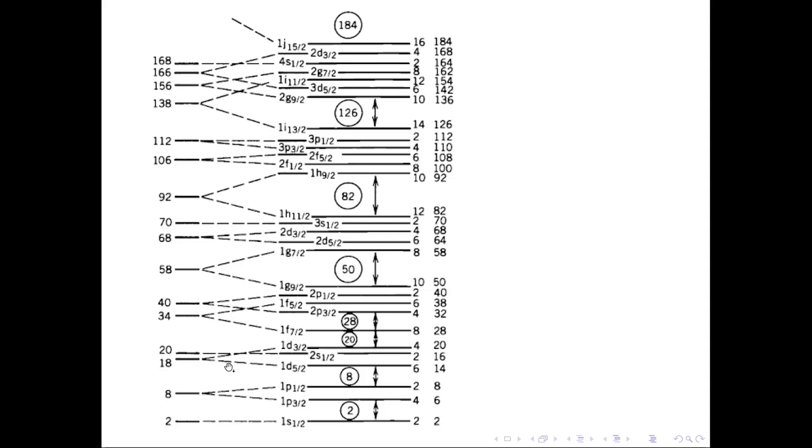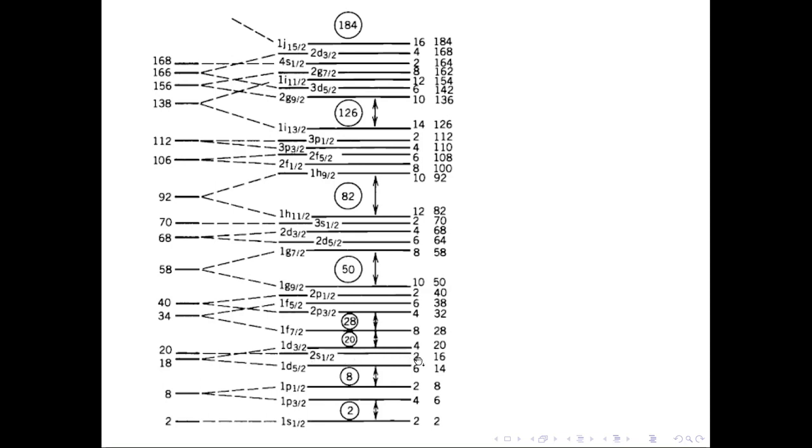So this is the 1D level. The 1D level splits up into 1D 5 by 2 and 1D 3 by 2. But this is the 2S level, it doesn't split.